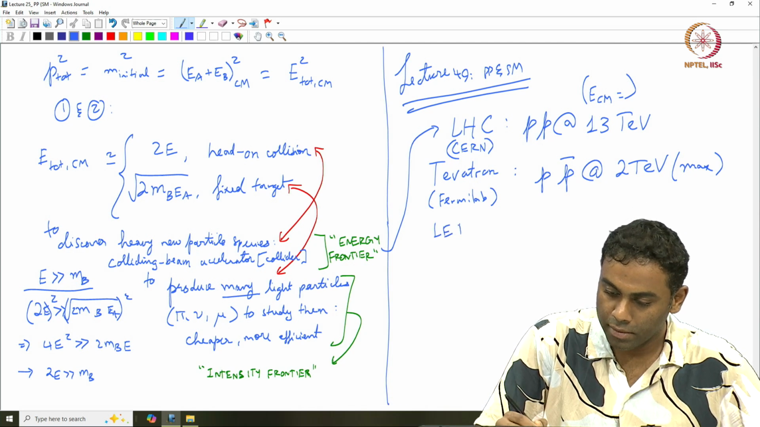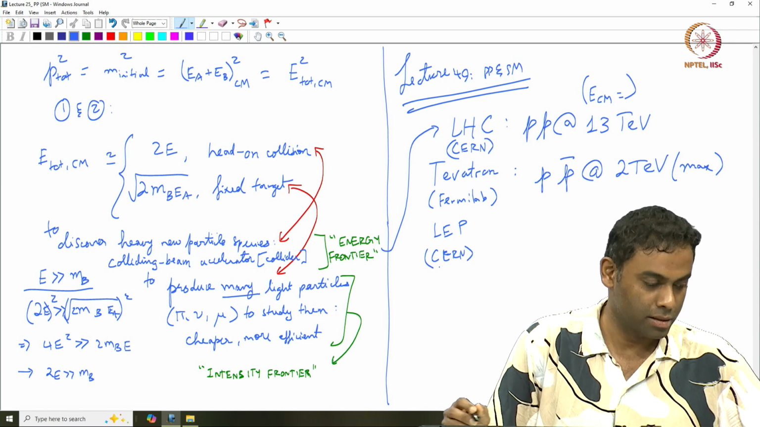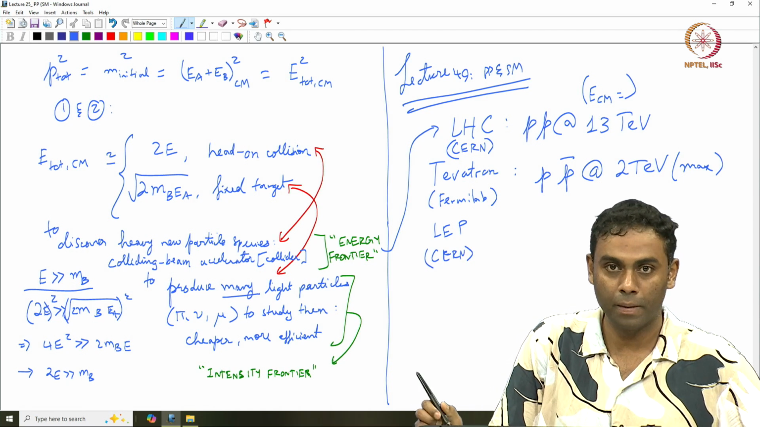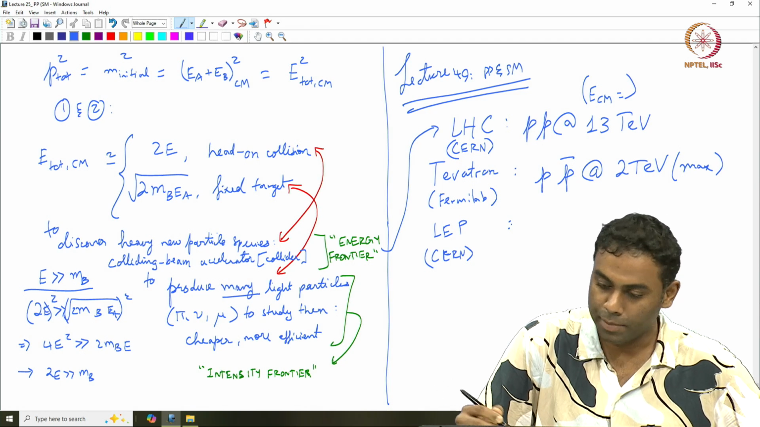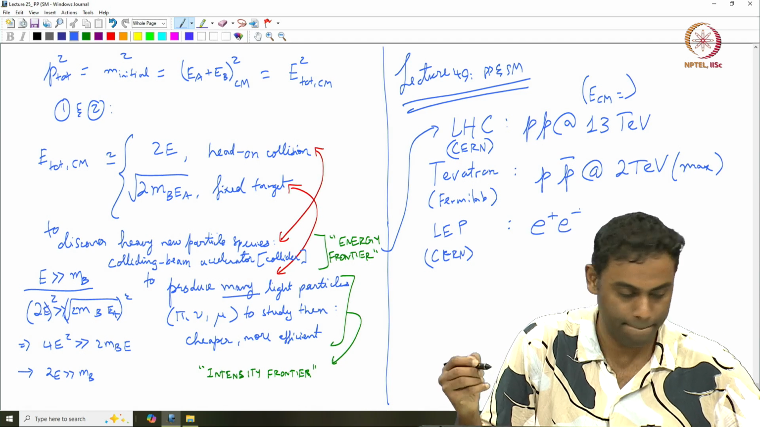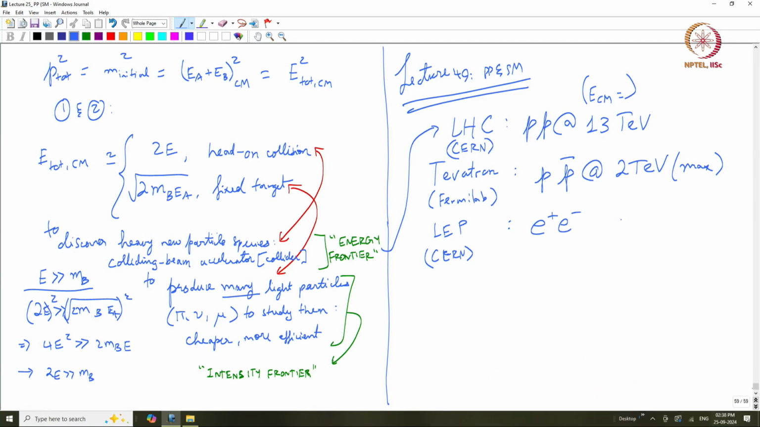And before that, again at CERN, there was LEP, the large electron-positron collider, and they crashed basically positrons and electrons, again in the center of momentum frame. Well, again the lab frame was made the center of momentum frame. And the maximum energy they went to was 209 GeV.